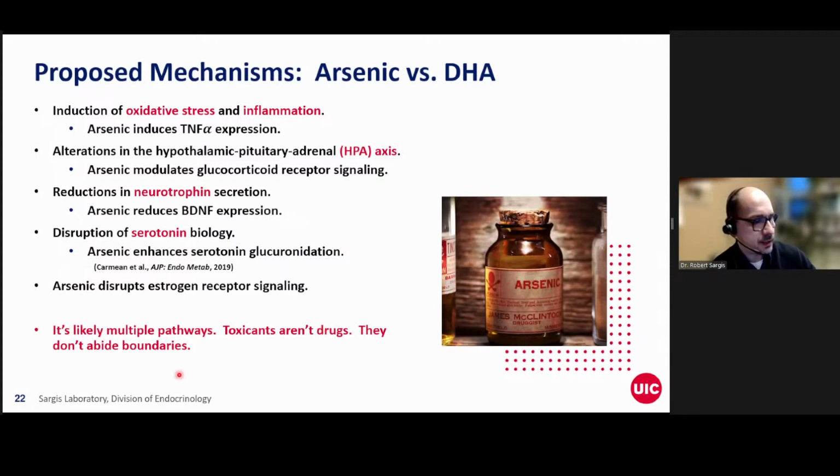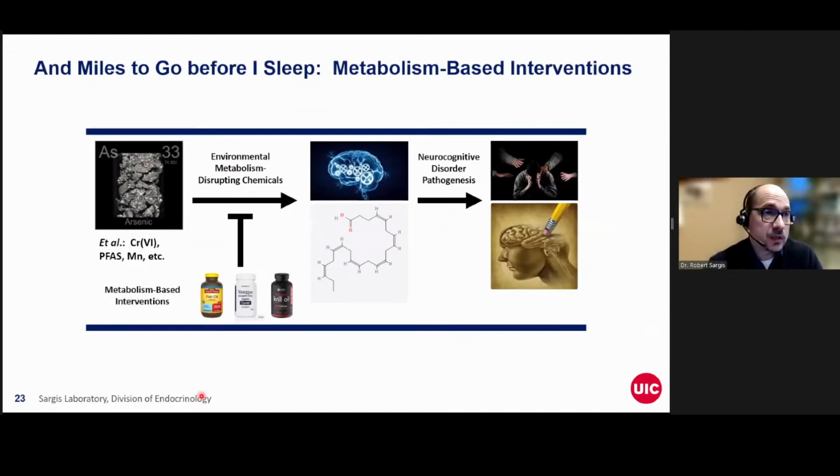What's important is that anytime we study these toxicants, likely multiple pathways are involved. Toxicants aren't drugs. They likely affect multiple pathways. The questions are what are the most relevant and important pathways, and how may we address them in addition to the interventions that we've discussed. So the shift in the lab, thanks to the help of Dr. Dhavamani and Dr. Subbiah, has really been to understand how these environmental toxicants disrupt metabolism, leading to neurocognitive dysfunction. And as I alluded to before, as a clinician, I'm particularly interested in how some of these metabolism-based interventions may be used to address the environmental toxicity so that we may be able to improve human health.